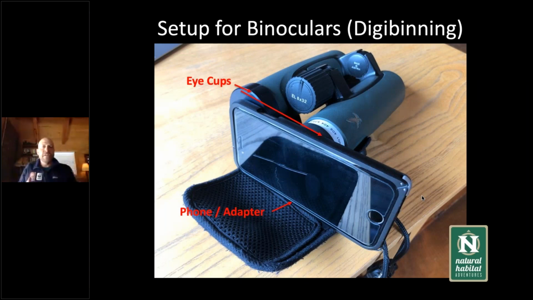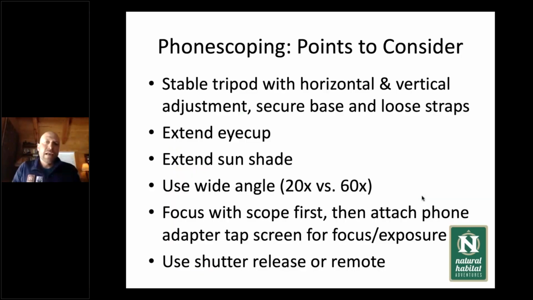So just some points to emphasize about Phonescoping with the scope, the first thing I demonstrated. So again, a stable tripod with horizontal and vertical adjustments. You can weight the base. If it's a windy day, you can actually hook a weight to the base of the tripod to keep it from moving in the wind, and remove any loose straps. Extend the eye cup, use the sunshade.